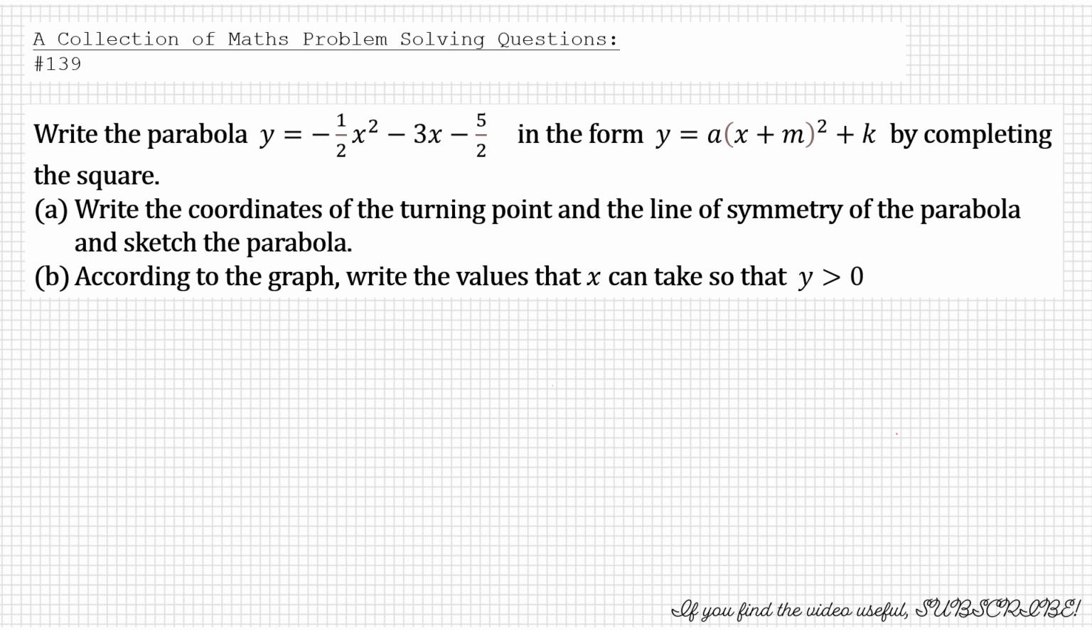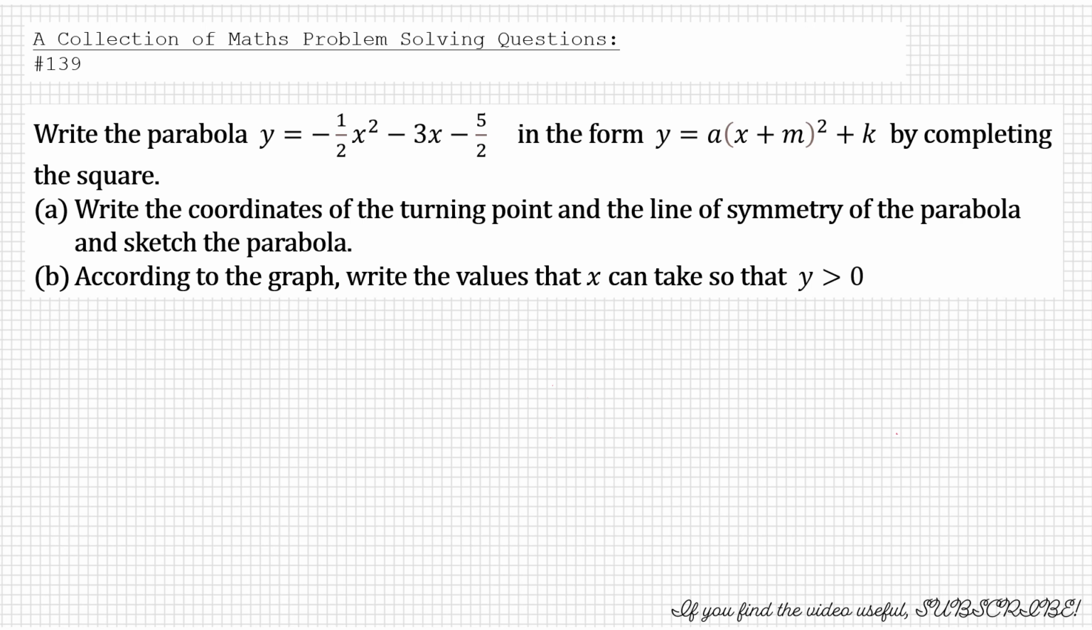Write the parabola y equals minus half x squared minus 3x minus 5 over 2 in the form y equals a times (x plus m) whole squared plus k by completing the square. Write the coordinates of the turning point and the line of symmetry of the parabola and sketch the parabola. According to the graph, write the values that x can take so that y is greater than 0.